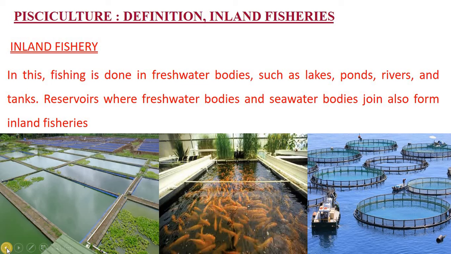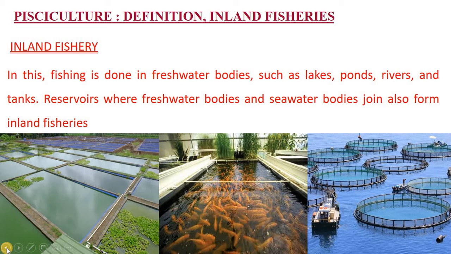So there is one basic difference between lakes and rivers. Lakes have static, stagnant waters, but rivers have flowing waters. So there are lentic ecosystems and lotic ecosystems. Lakes have lentic ecosystems and the rivers have lotic ecosystems. And tanks.